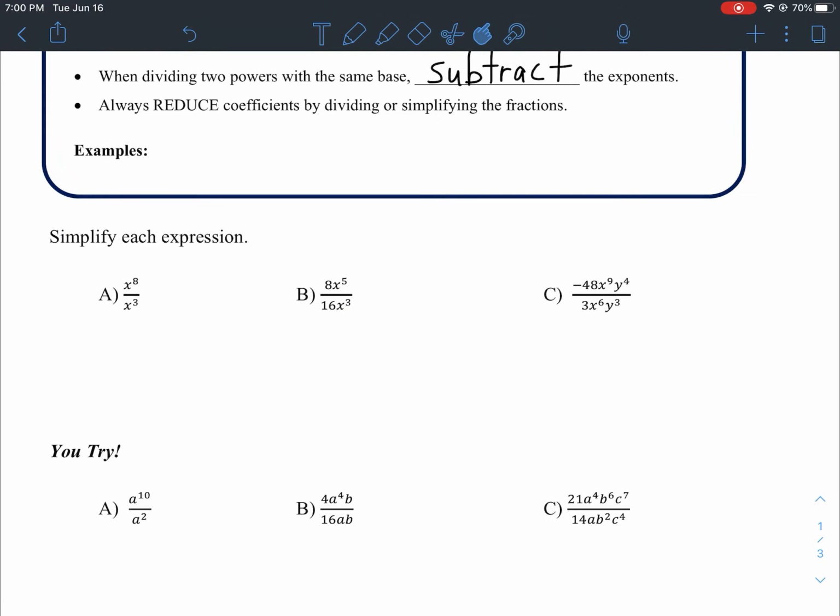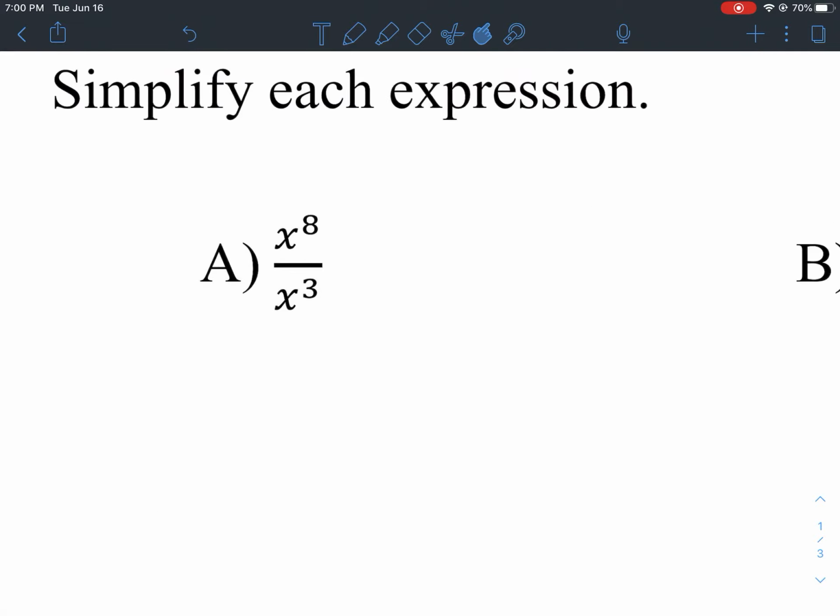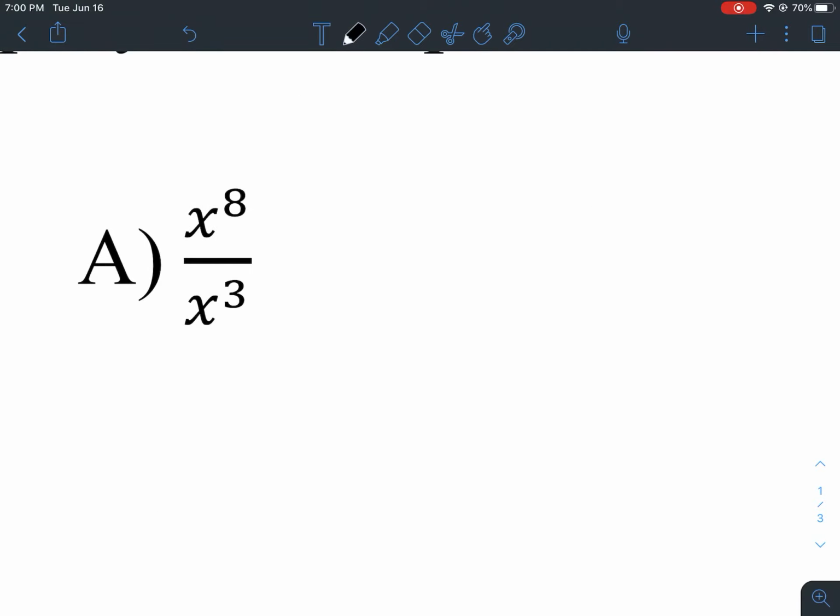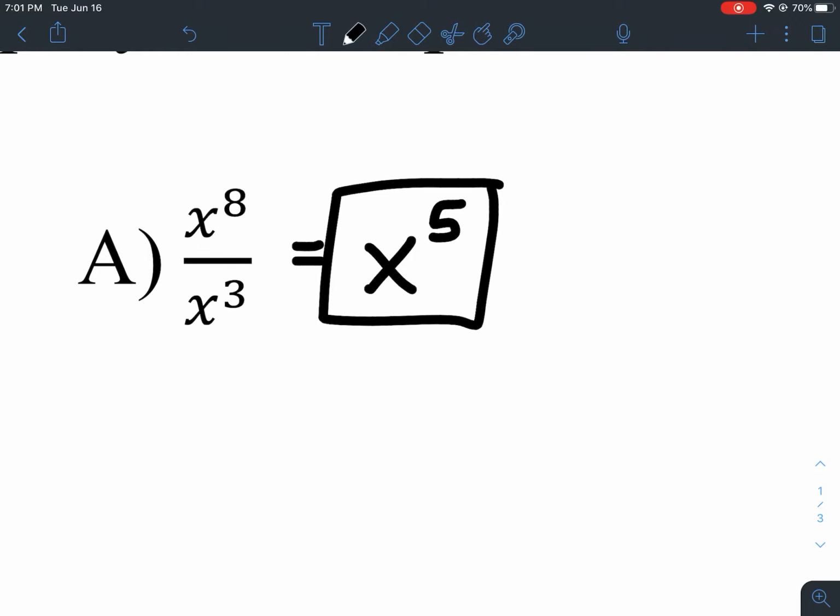Okay, so simplifying each expression. So our first one here, I don't want to write x out 8 times and x to the third out 3 times. What I'm going to do, since these bases are the same, I'm just going to subtract my exponents. 8 minus 3 is 5, so my answer is x to the 5th.